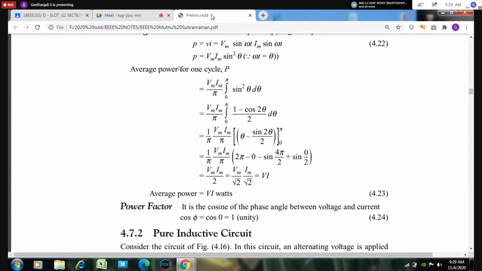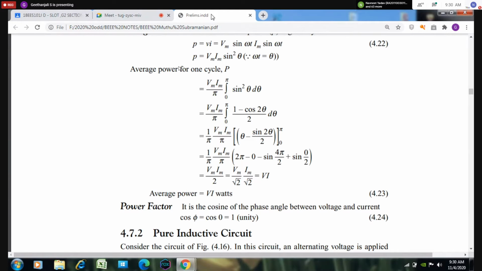See what they have done is, since it is a symmetrical waveform, they have considered the pi. So they have taken the pi as the upper limit. So they substituted. Then you can write the sine square theta as 1 minus cos 2 theta by 2. Then you integrate and substitute the upper and lower limit. You will be getting VI, right? So the average power for the pure AC, pure resistive circuit is VI watts.